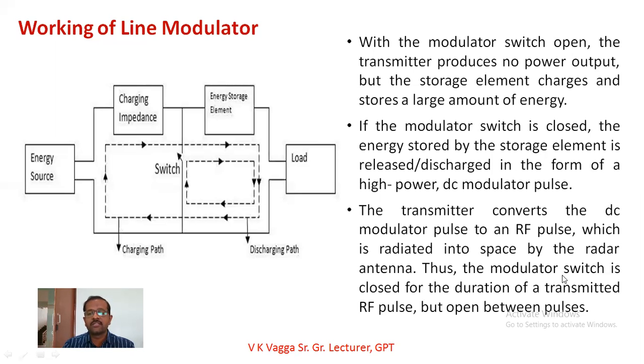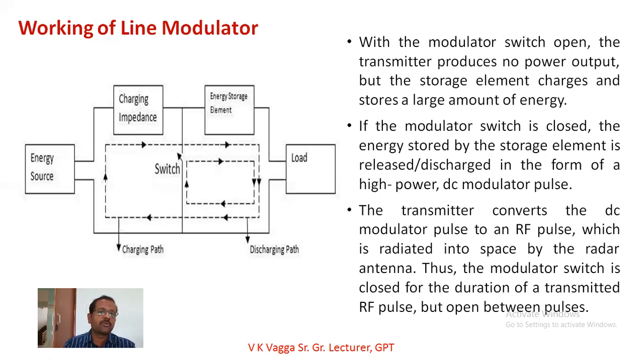And thus the modulator switch is closed for the duration of the transmitted RF pulse, but open between the pulses. With it on and off, it can control the transmission of the RF signal. If it is on, it is under the transmission mode, and if it is off, it is under the reception mode.